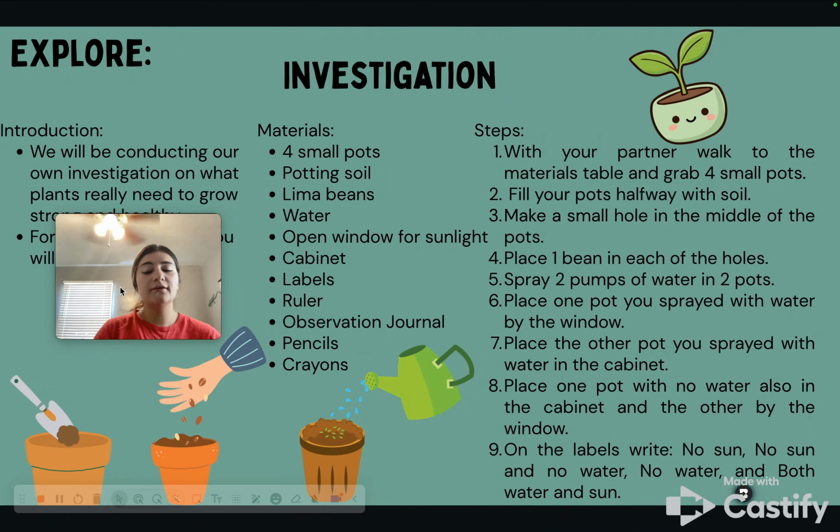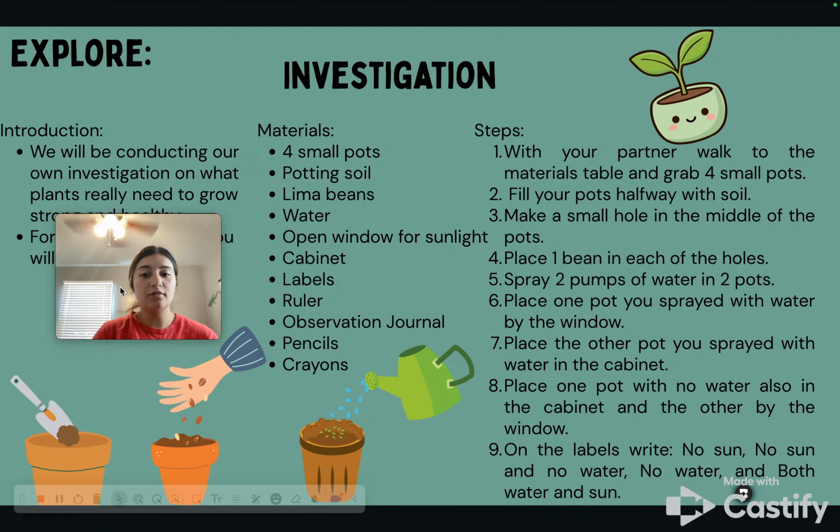You're going to place the other pot you sprayed with water in the cabinet. And then the other pots, the 1 pot with no water also in the cabinet, and the other pot with no water by the window. On your labels, you have 4 labels, you're going to write no sun and water, no water, and both water and sun.